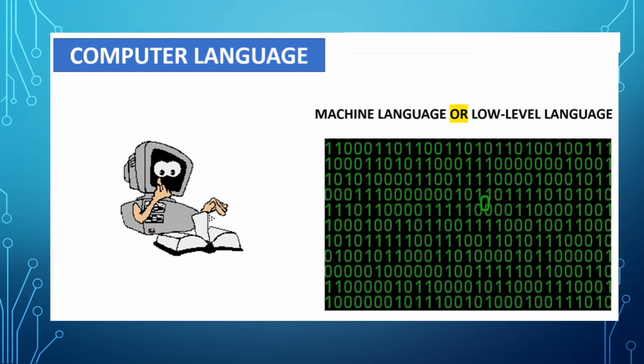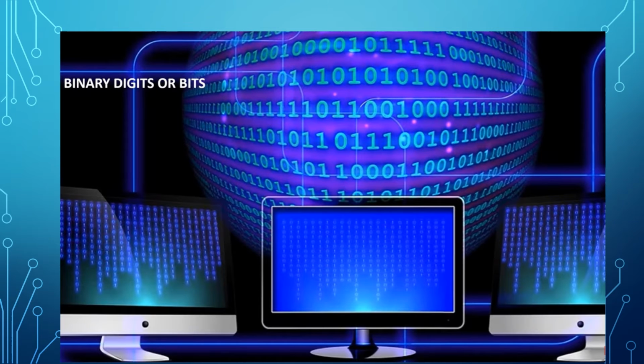Computer language. It is also called machine language or low-level language. It is a collection of zeros and ones. 0 and 1 are called binary digits or bits. It is very difficult for humans to understand.